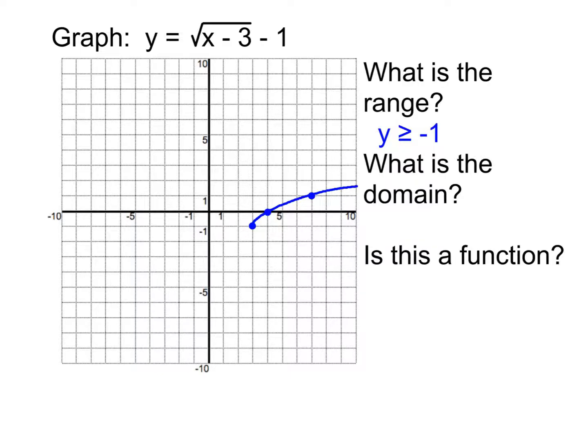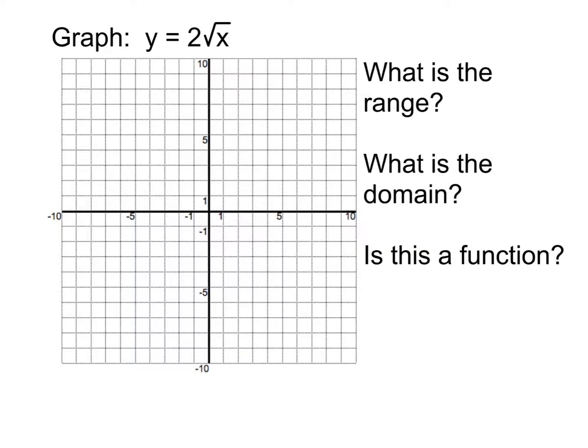All right, domain now. Is domain dealing with x or y? X. Yep. Are x values getting bigger or smaller from that starting point? They're getting bigger, therefore it's greater than or equal to. And then what are the x values greater than or equal to? 3. Yep. So they're greater than or equal to 3. So it starts at 3 and goes right from there. And then is this one a function? Yeah. It also passes the vertical line test, so yes, this one is a function.